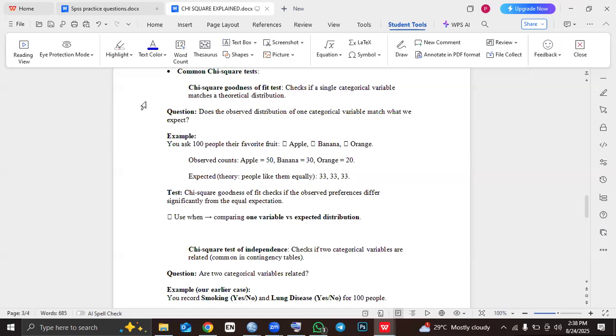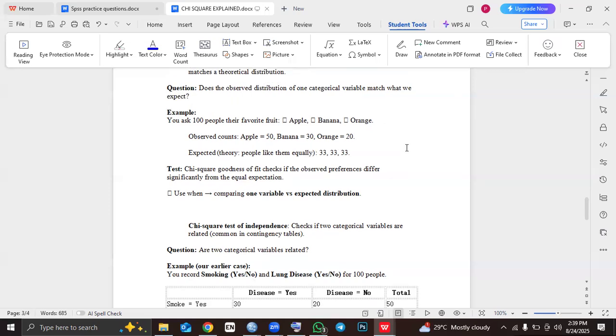For example, assuming we had an inquiry and we wanted to know if the distribution of a categorical variable matches what we are going to expect. For example, you ask 100 people if their favorite food is apple, banana, or orange. And then we observe that 50 people say their favorite is apple, 30 said their favorite was banana, and then 20 said their favorite was orange.